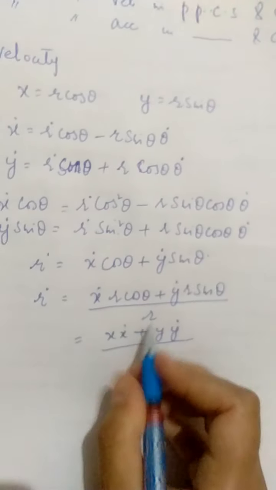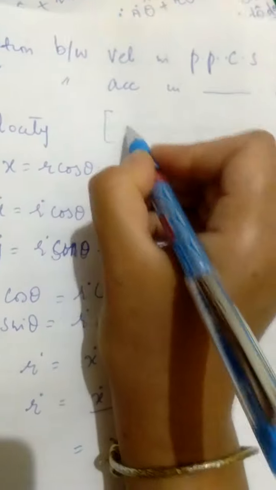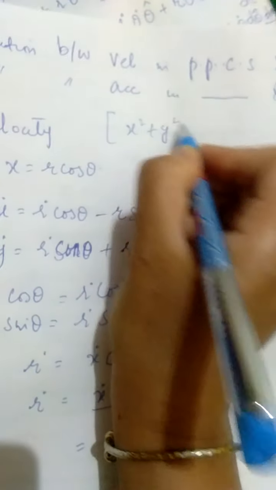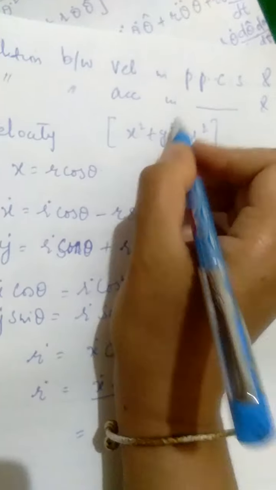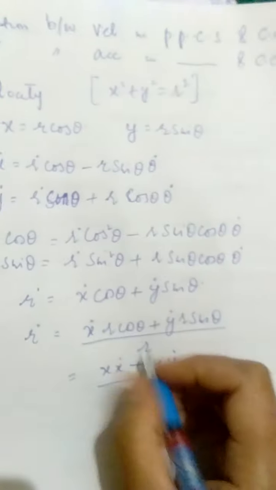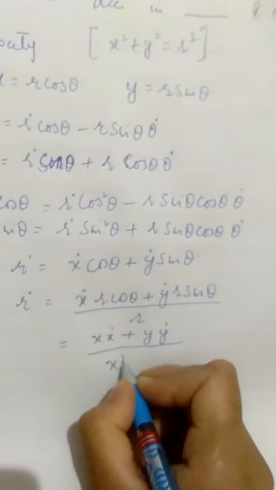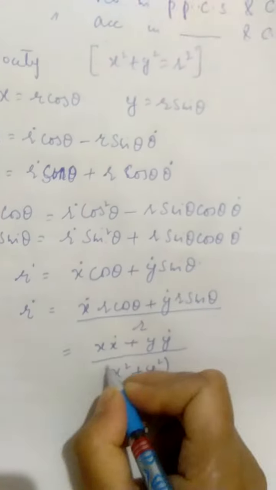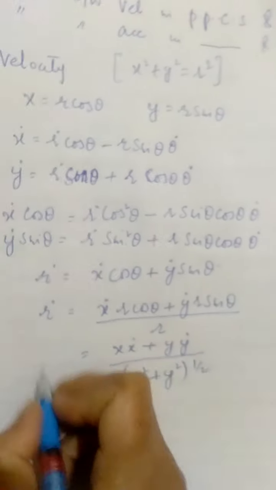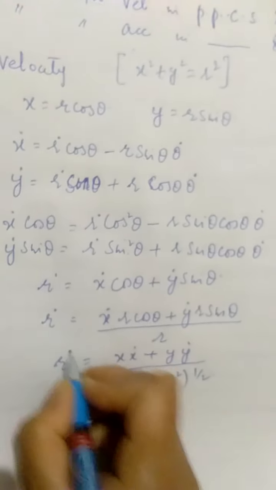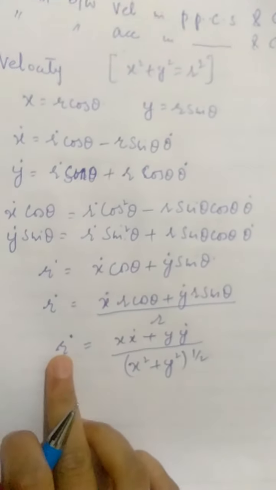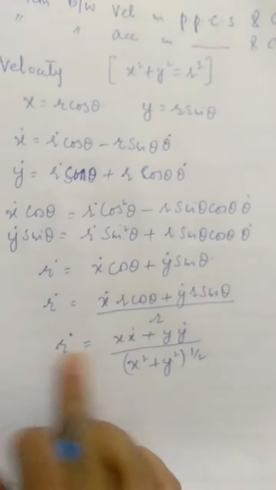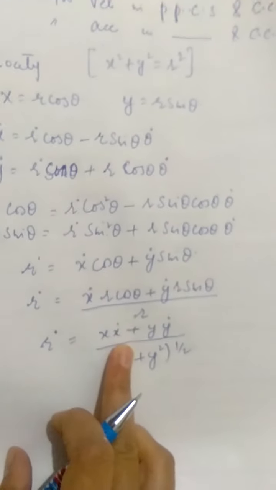Can be again expressed in terms of x and y. We know previously, based on our previous knowledge, that x square plus y square is equal to r square, equation of circle. So r is written as under root of this. So for r we can substitute, it is x square plus y square under root. So this is the relation between the velocity of a particle in a plane polar coordinate system to that in Cartesian coordinate system.